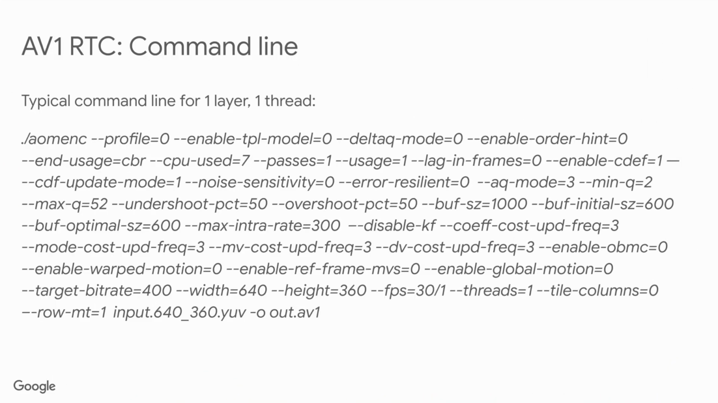So here we're going to switch a little bit now to talking about the basic command line we use in RTC and some of the important settings. On this slide, I just wrote down the full command line, aomenc, with all the options. And this is a typical command line for one layer encoding and single thread, one thread in this case. So in the next slides, I'm going to just talk about some of the different settings, what they mean.